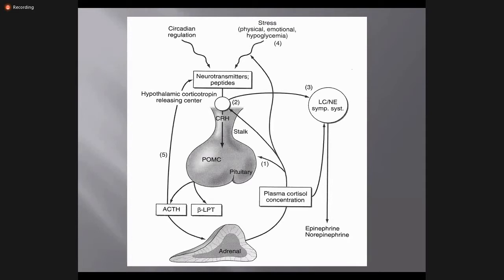Cortisol and ACTH both have a negative and positive feedback on the CRH release from the hypothalamus. So in this way, hormone secretion and inhibition is regulated.